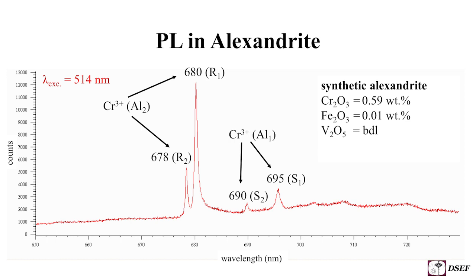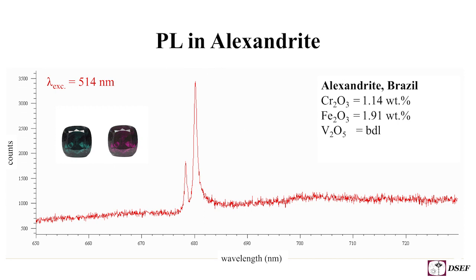And then you can see here two bands. First of all, R1, R2, which is a result of the chromium in the Al2 side, and S1, S2, which is a result of chromium replacing aluminum in the Al1 side. This is excited by a 540 nanometer laser, and now I'm comparing this with one type of natural Alexandrite, this one here.